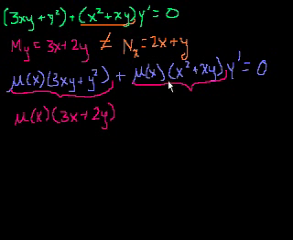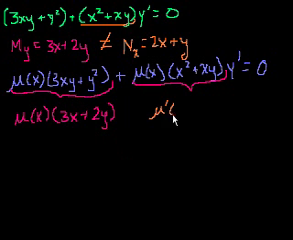And then what's the partial of this with respect to x? Well, here we'll use the product rule. So we'll take the derivative of the first expression with respect to x. Mu of x is no longer constant anymore since we're taking the partial with respect to x. So the derivative of mu of x with respect to x, well, that's just mu prime of x, or mu prime.